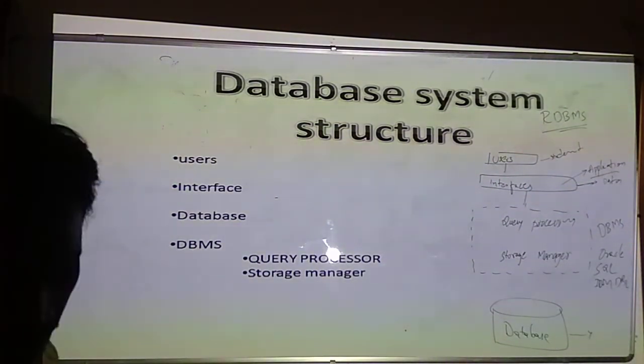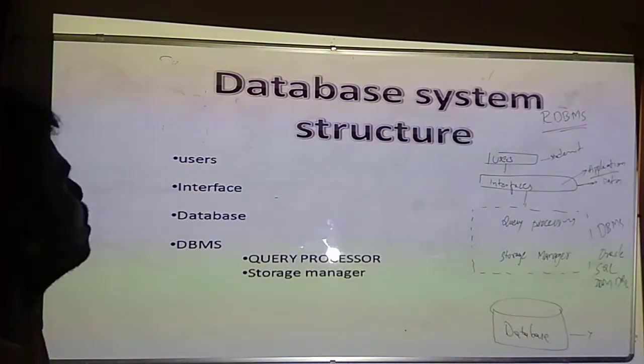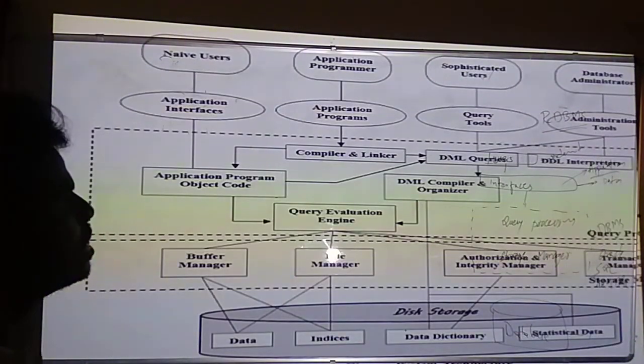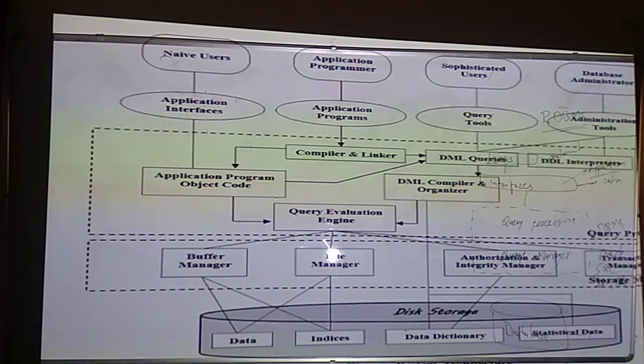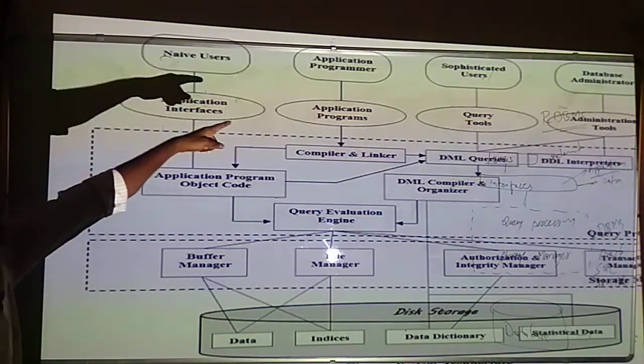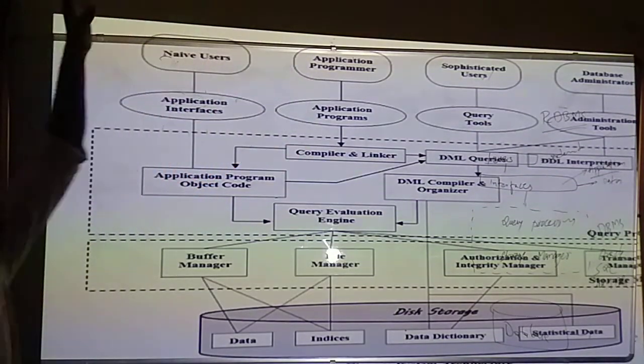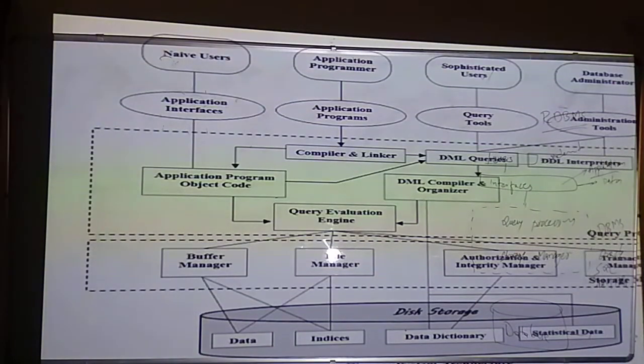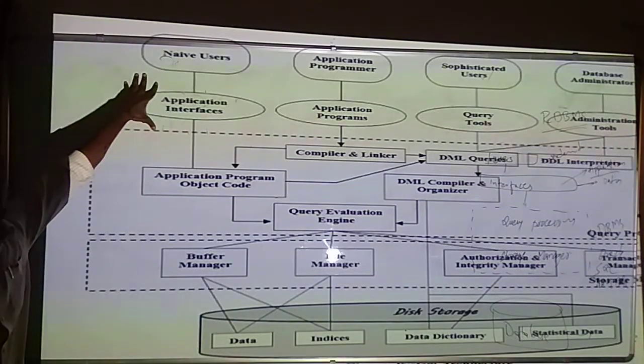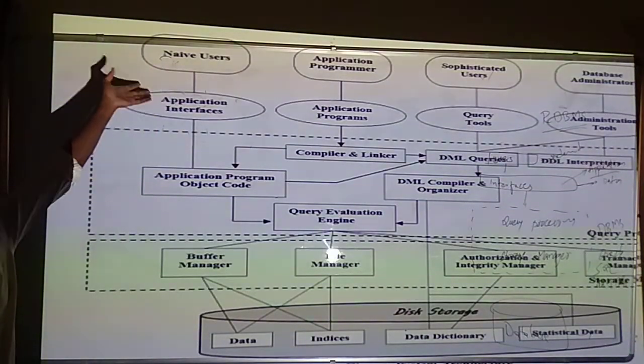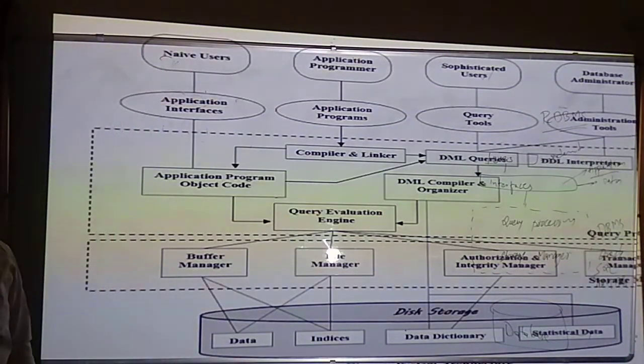Generally, the structure of your database system will look like this. I hope it is visible to you. Naive users, application programmers, sophisticated users, database administrator. I already told you about them. They are nothing but the users. In turn, they use the application interfaces. These users are using application programs and application interfaces, which in turn request the programs.